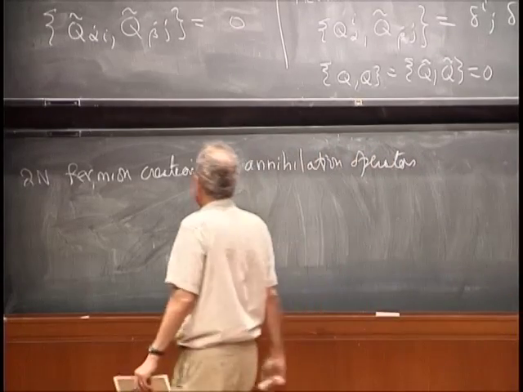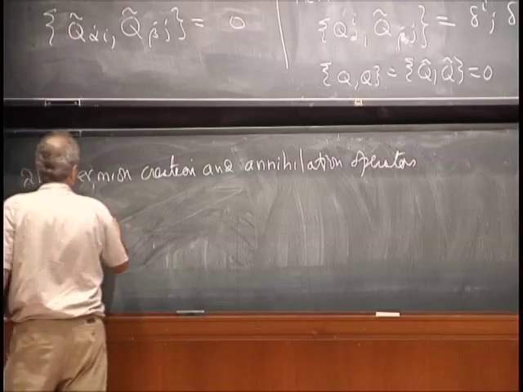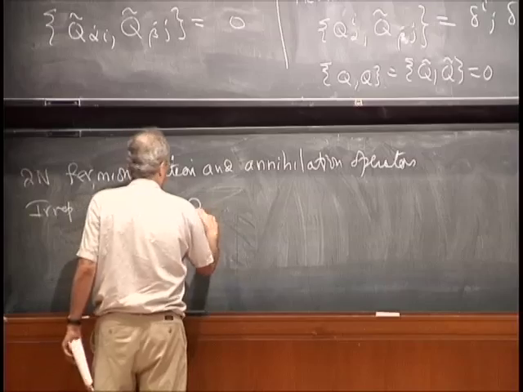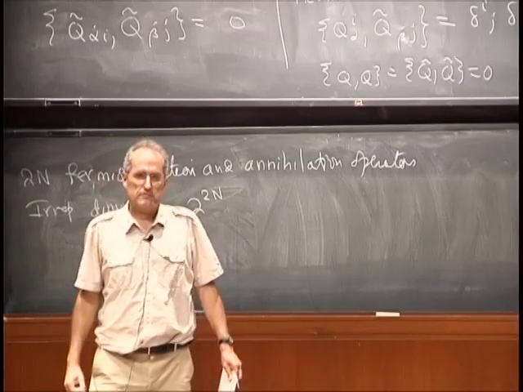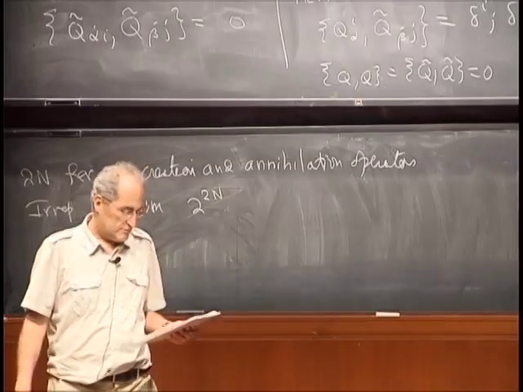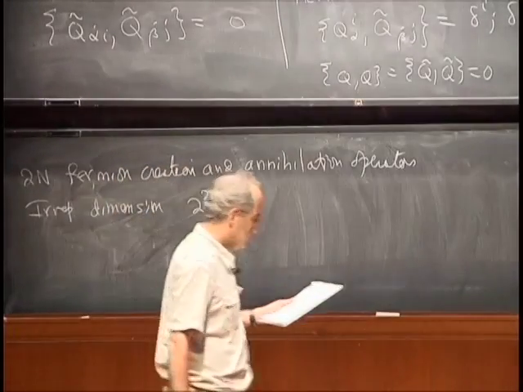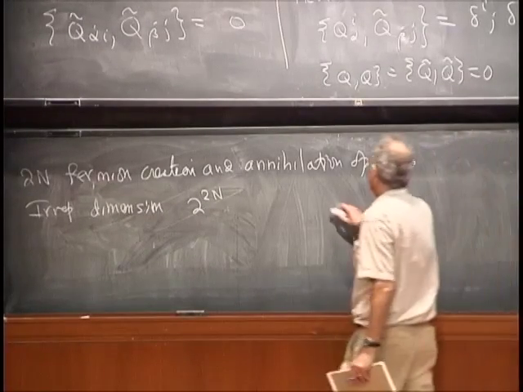So, an irreducible representation has dimension 2 to the 2n. That's for the case of positive mass.